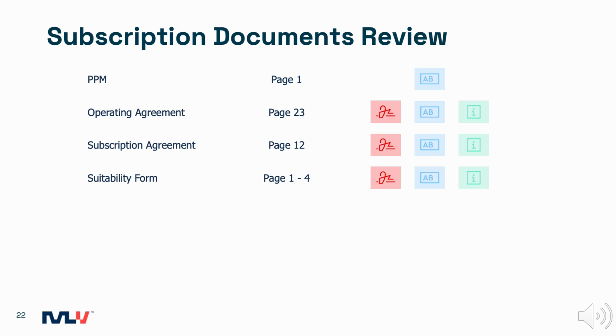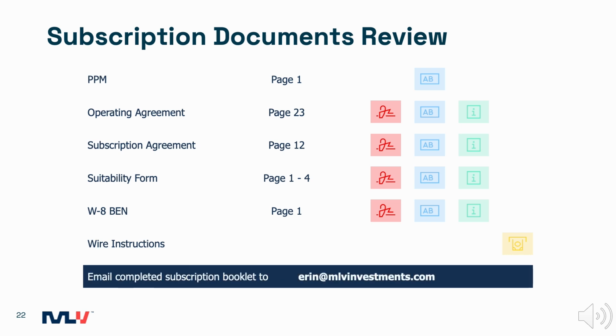For the W-8BEN, the investor should fill out the information requested, print their name, and sign. Don't forget to check the box just above the signature. The investor should follow the wire instructions found on page 2 of the subscription agreement. Finally, email a scanned version of all documents to aaron@mlvinvestments.com.